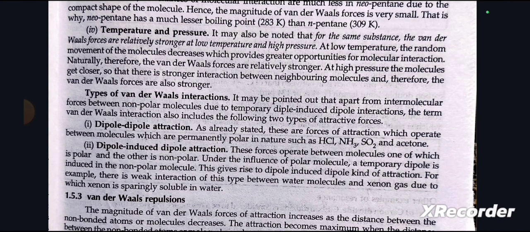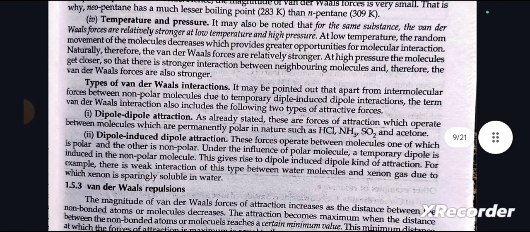Fourth, temperature and pressure. It may also be noted that for the same substance, the van der Waals forces are relatively stronger at lower temperature and high pressure. At low temperature, the random movement of the molecules decreases, which provides greater opportunity for molecular interaction. Naturally, the van der Waals forces are relatively stronger. At high pressure, the molecules get closer, so that there is a strong interaction between neighboring molecules, and therefore the van der Waals forces are also stronger.